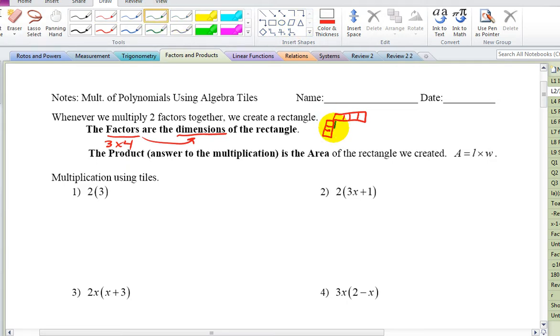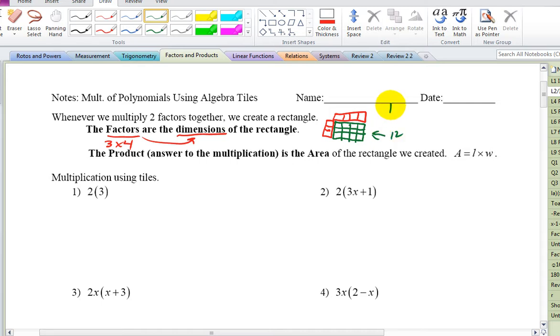For the inside answer, we just trace our lines. You guys know what 3 times 4 is. What is 3 times 4? 12. And you can see here I have 12 squares. Okay, so 12 is your product.